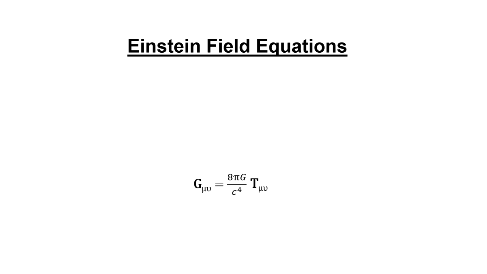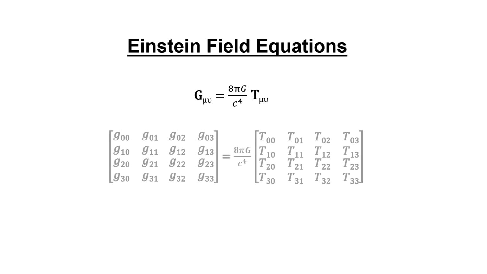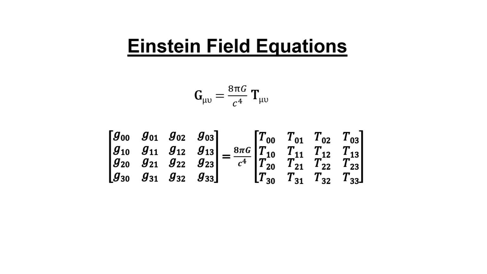This looks simple enough, but because they're tensors, it represents 40 equations with 40 unknowns. These are the Einstein field equations for general relativity. We'll go over what they predict for gravitational phenomena near the Earth, near the Sun, and around a black hole in our next segment.